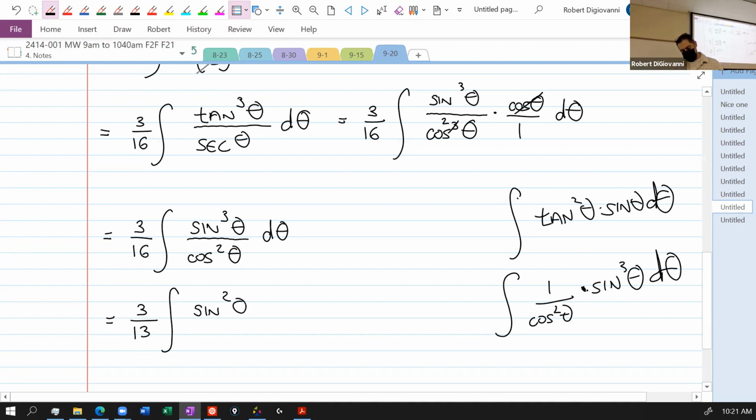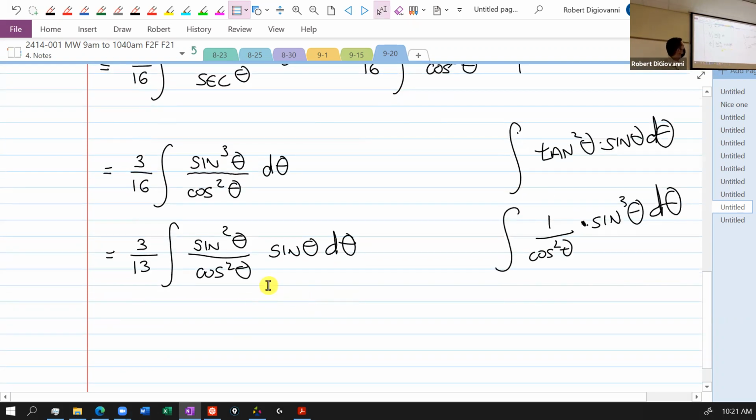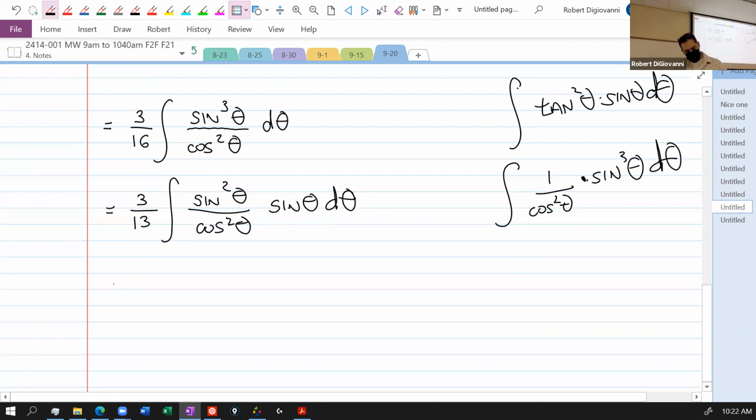Some identities maybe. How about this? Peel a sine off to the side, just one of the sines. If I peel a sine off the top, then do you agree that this sine theta d theta is the derivative of what? Cosine. I mean, we're off by a constant, but cosine. So if I just rewrite all this in terms of cosine, we'll be okay, right? So I can rewrite this. Sorry about that.